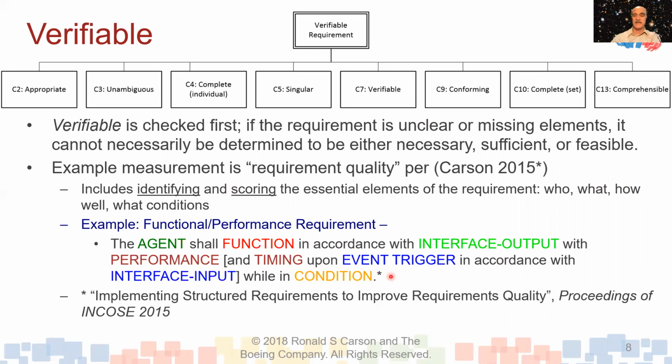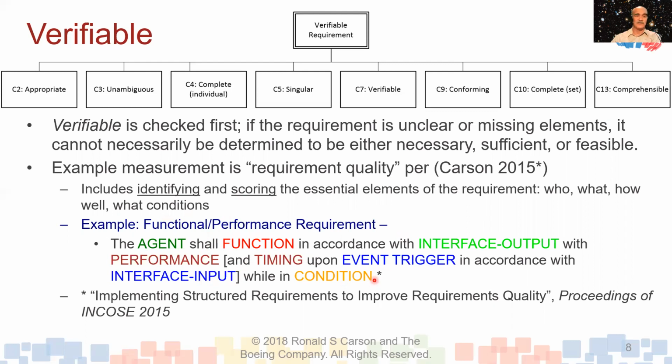So we can evaluate any example requirement with respect to this pattern and say, is the agent properly identified? Do we have the mandatory characteristic? Is the function observable at the output? What is a constraint on the interface? Is there a performance attribute associated with the function? And is there a timing characteristic for a triggered event? And is there a constraint on the trigger?